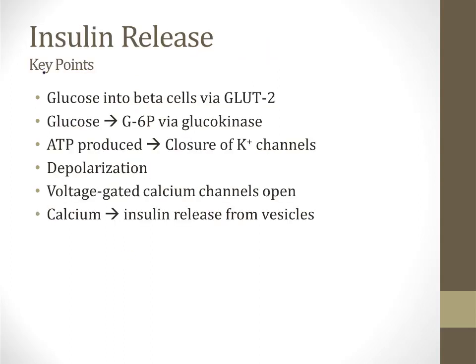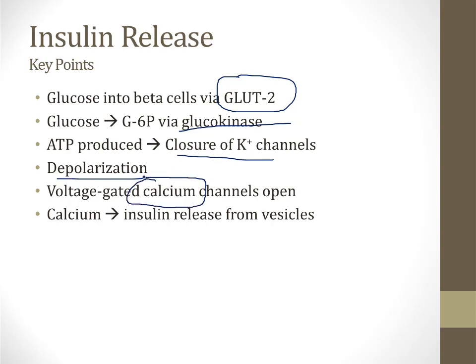So I've summarized the key points about insulin release on this slide. Glucose is brought into beta cells via the GLUT2 transporter. Glucose is converted to glucose 6-phosphate via glucokinase. ATP is produced, which leads to closure of potassium channels, and that leads to depolarization. Voltage-gated calcium channels open, and the calcium triggers insulin release from vesicles.